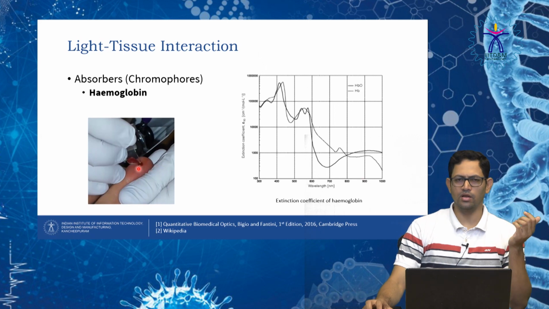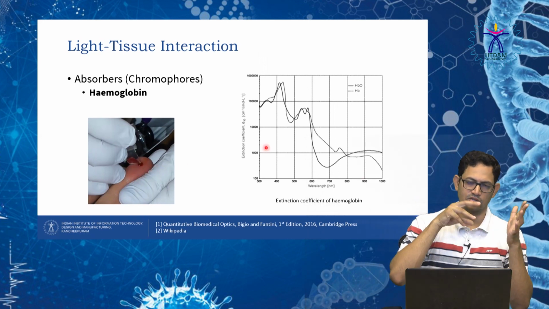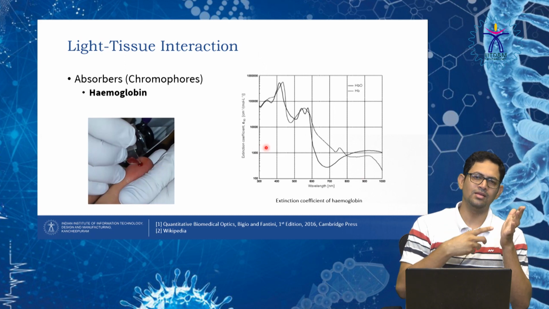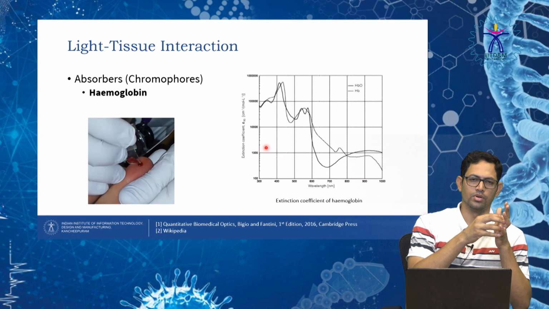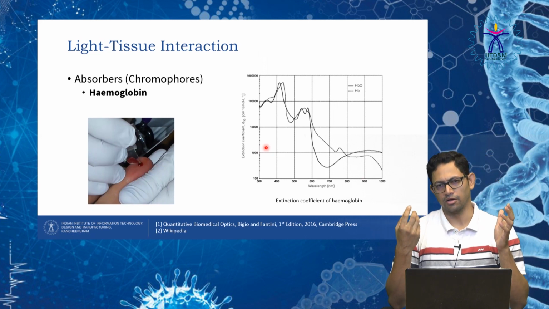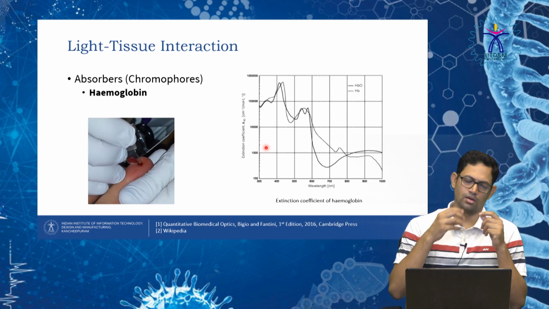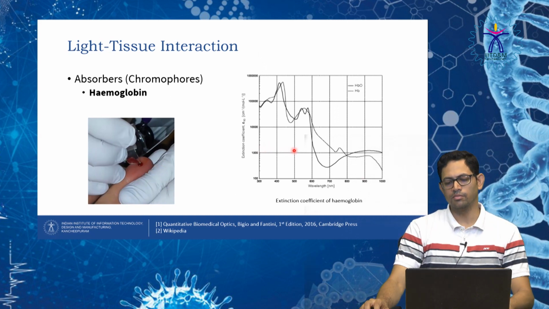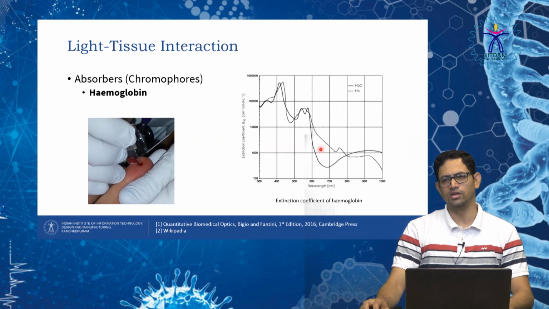The reason it is red in color is that, as I was discussing, when you shine white light, the green and the blue light get absorbed in the hemoglobin, and only the red light is scattered back. So there is very little absorption in the red light spectrum. You can also see the same thing in the spectrum here for oxygenated and deoxygenated hemoglobin. The y-axis is absorption, and the x-axis is the wavelength. There is very high absorption in the blue as well as green regime of the absorption spectra, and very low absorption in the red spectra. That's what you see here.